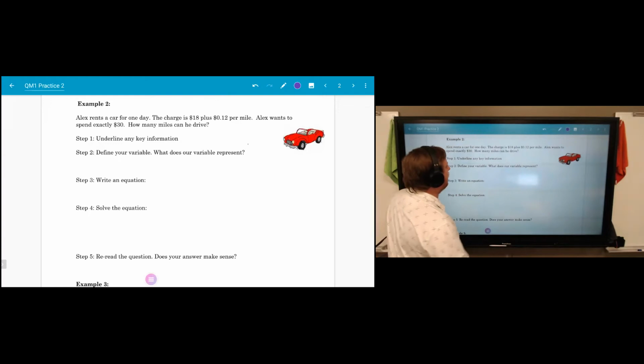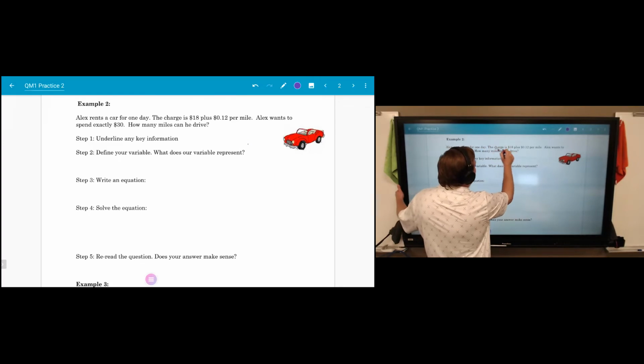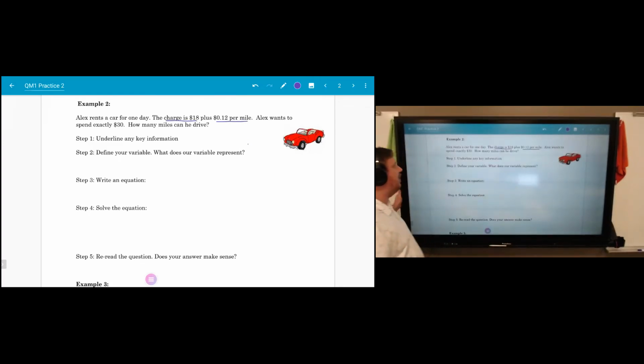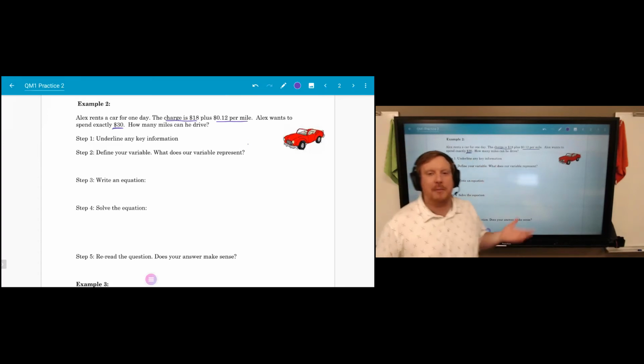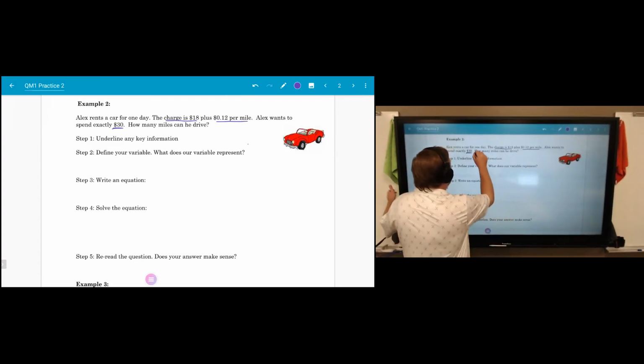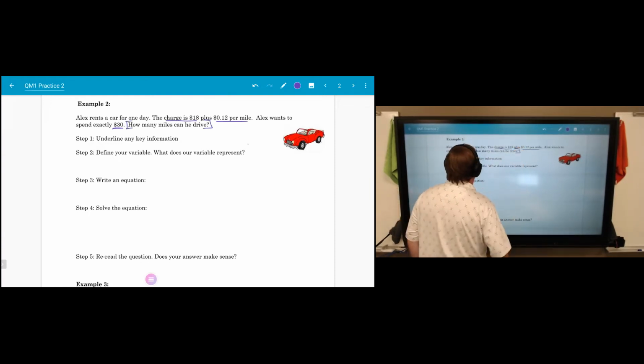Underline important things. The numbers are important here. Well, in this case, rents a car for 1 day. That 1 day, that's not important. This charge of $18 and 12 cents per mile, those are both very important. Wants to spend exactly $30. And here's that question mark. How many miles can he drive? So the thing we don't know, it's this guy right here. We don't know how many miles he can drive.